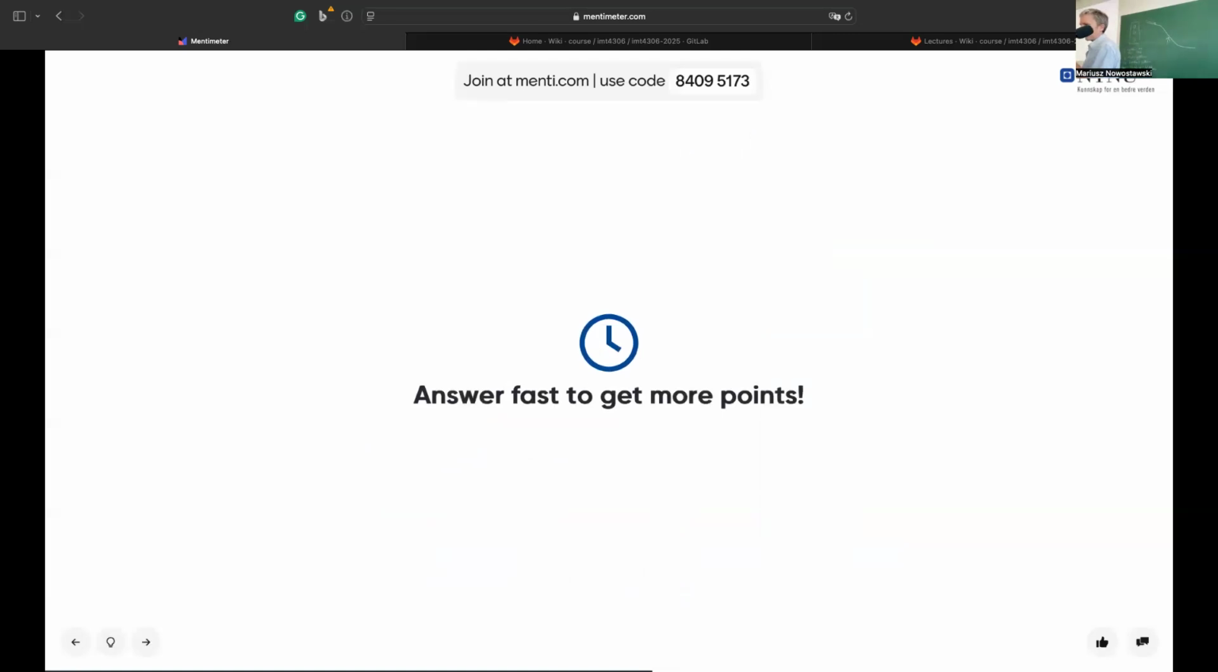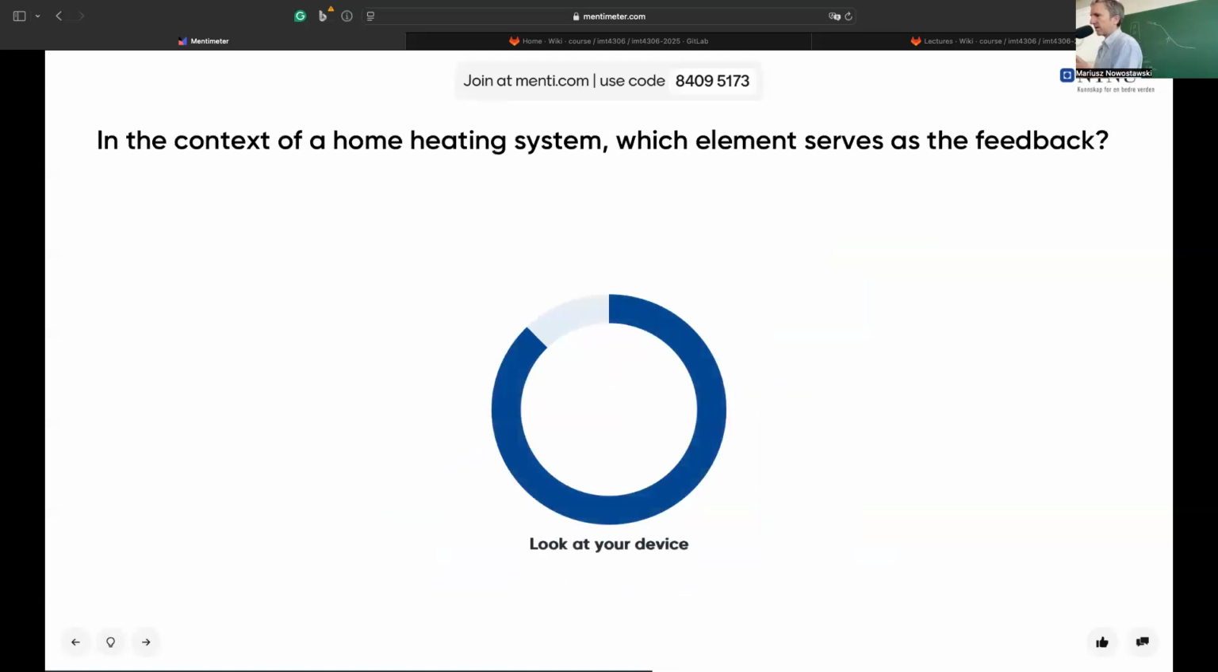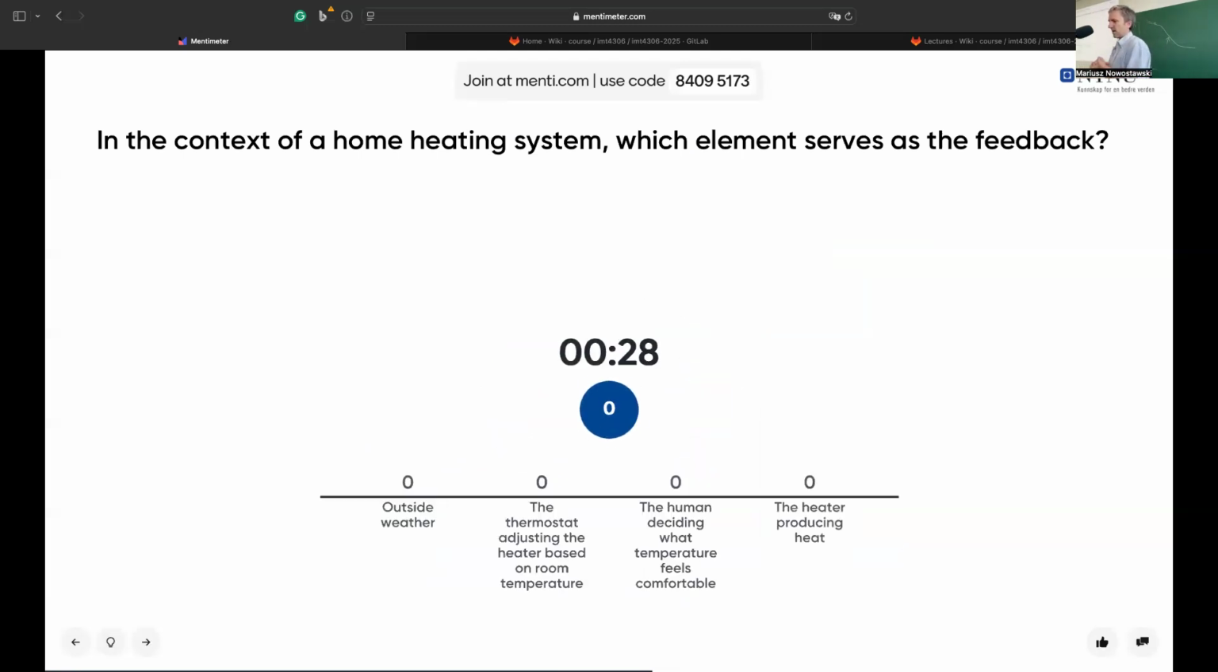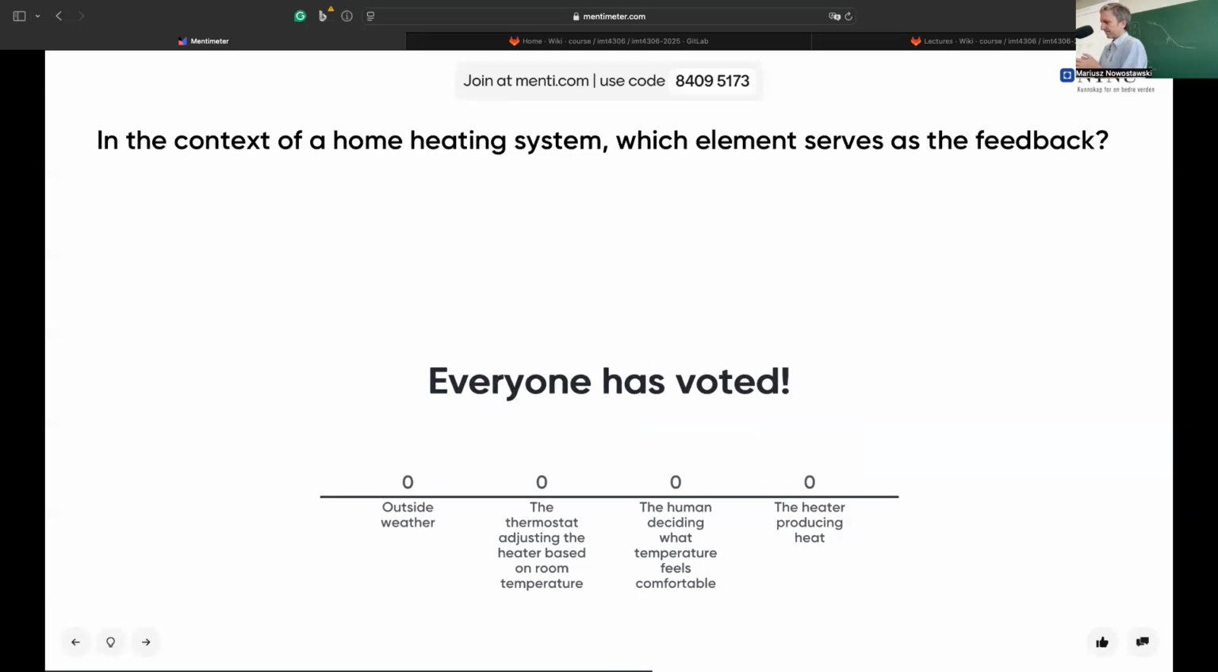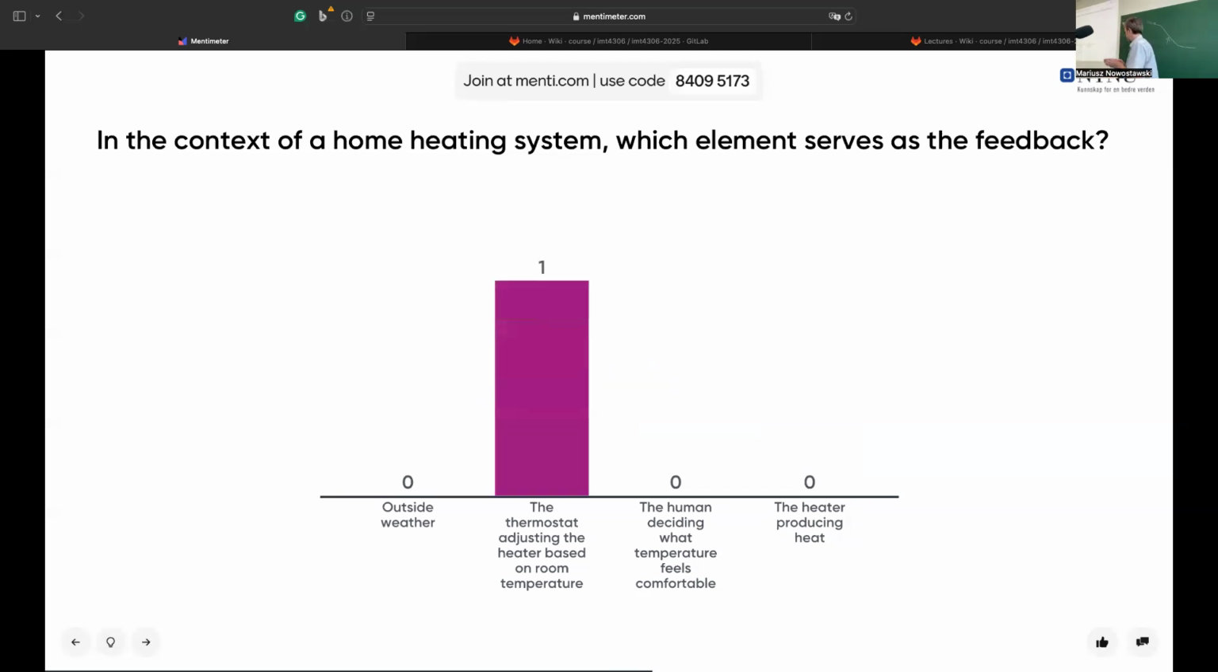So then we have another question. In the context of a home heating system, which element serves as the feedback? Outside weather, the thermostat, the human, or the heater? Who is the feedback? Exactly.